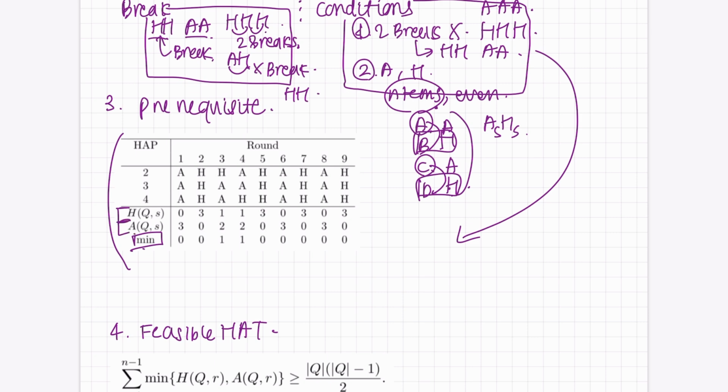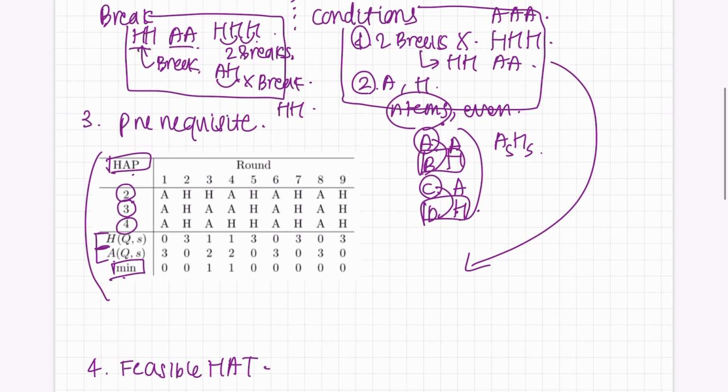Now, let's say that we have home-away patterns called 2, 3, and 4. And each home-away pattern, 2, 3, and 4, for round 1, they all had away games. Now, this is virtually impossible, but disregarding that for now, we're just going to characterize H(Q,S) as 0 and A(Q,S) as 3. This is because we had no home games in round 1, and the total number of away games was 3.